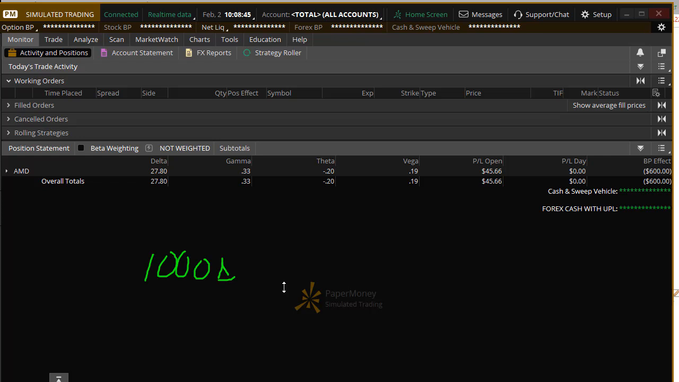Step two, what am I going to do? Step two, I'm going to evaluate my stop losses on the positions I decide to hold. Make sure they're set properly.